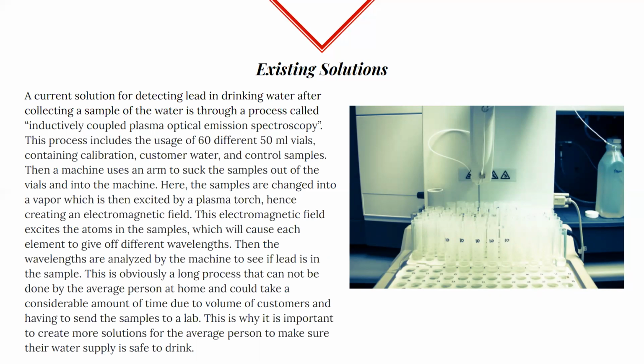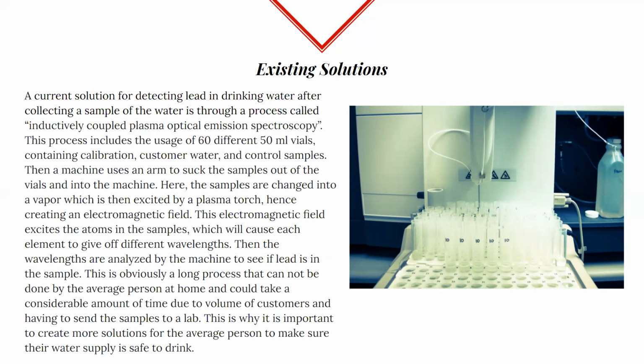Here, the samples are changed into a vapor, which is then excited by a plasma torch, hence creating an electromagnetic field. This field excites the atoms in the samples, which will cause each element to give off different wavelengths. Then the wavelengths are analyzed by the machine to see if the lead is in the sample.